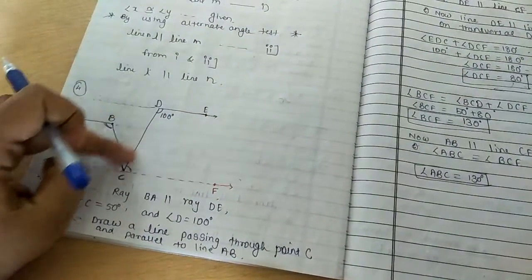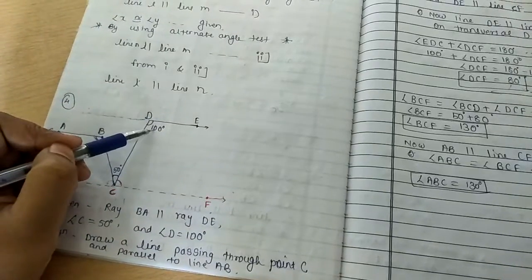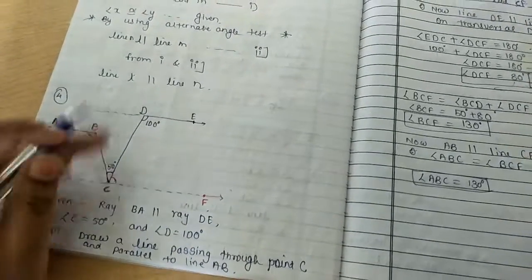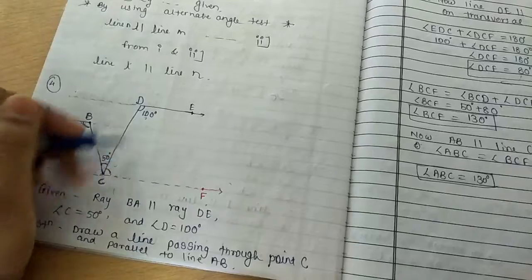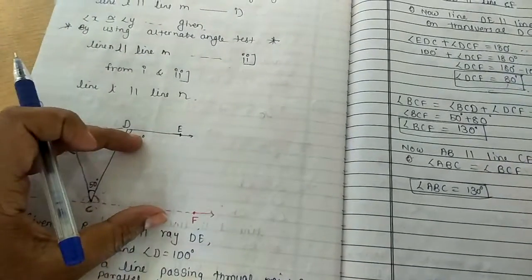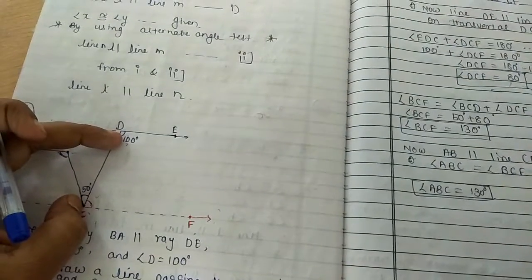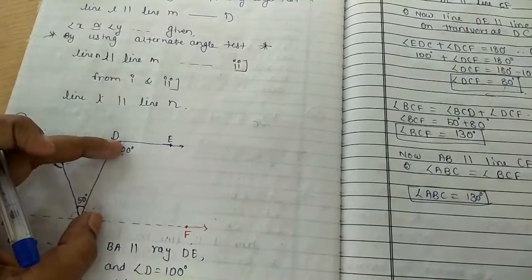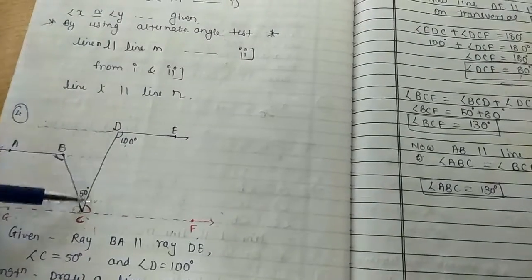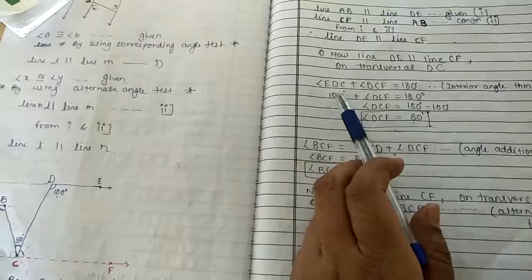So here, when we take these two parallel lines and this transversal, what happened? This angle and this angle are nothing but interior angles. Interior angles means in between the two parallels on the same side of the transversal. We know the property of interior angles: they are supplementary, meaning the sum of these two interior angles is equal to 180.